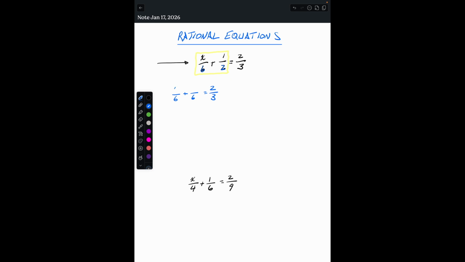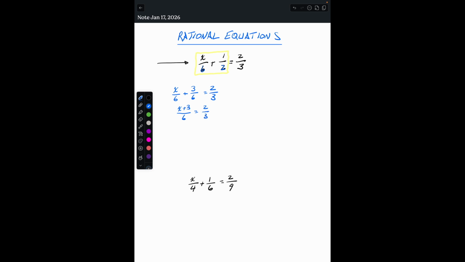All right, the first fraction already has a 6. Don't have to do anything. Second fraction has a 1/2 in it. To move from 2 to 6, I have to multiply by 3 on the top and the bottom. That way I can add these two fractions together. I now have (x plus 3) over 6 is equal to 2/3.